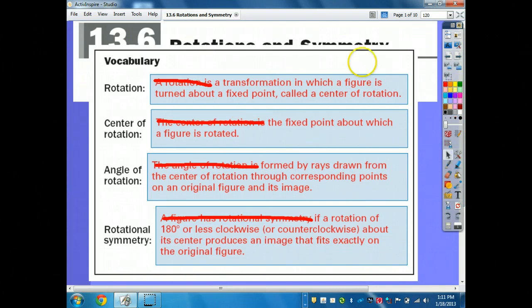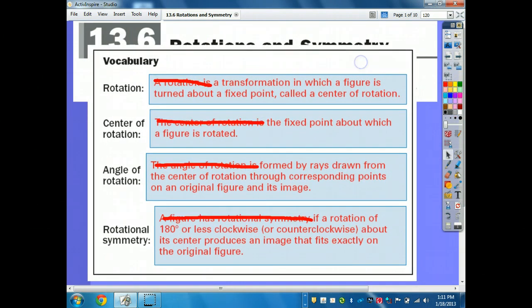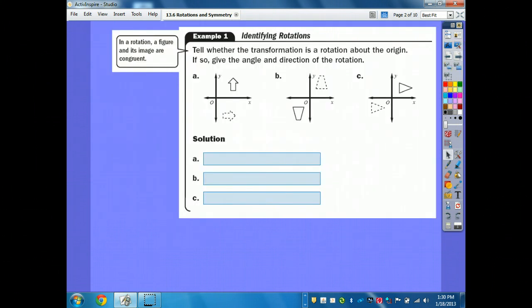All right, today we are working with rotations and symmetry. The rotations we'll be working with are either 90 degrees clockwise or counterclockwise, and then we'll be doing 180-degree rotations as well. All right, now that we have all of our vocab written down, let's practice.